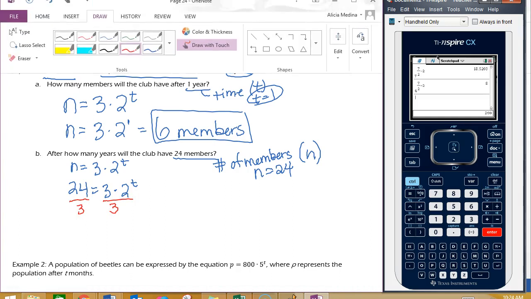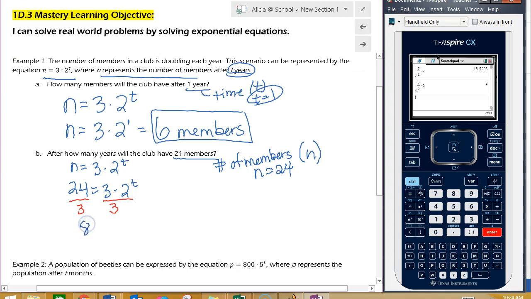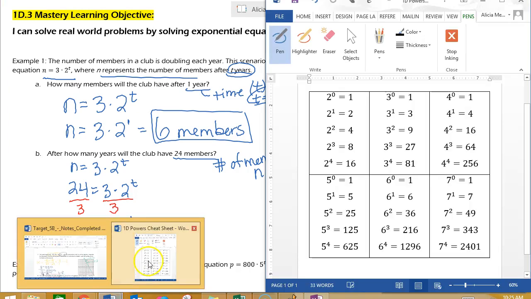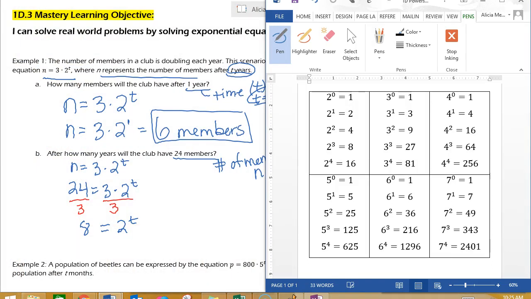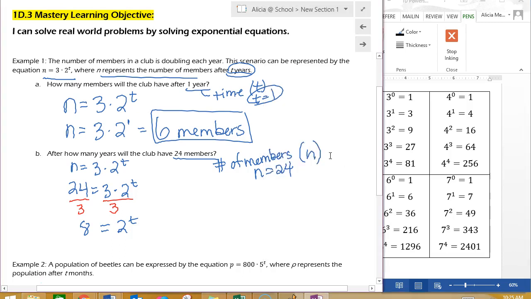24 divided by 3 is 8, equaling 2^t. I look back at my powers cheat sheet. Looking at our powers cheat sheet, I'm trying to find like bases of 8 and 2. Looking at my powers of 2, I do see that 8 can be rewritten as 2 cubed. So going back to my word document over here, 8 can be rewritten as 2 cubed. So I'm going to replace 8 with 2 cubed, and leave the right side the same as 2^t.